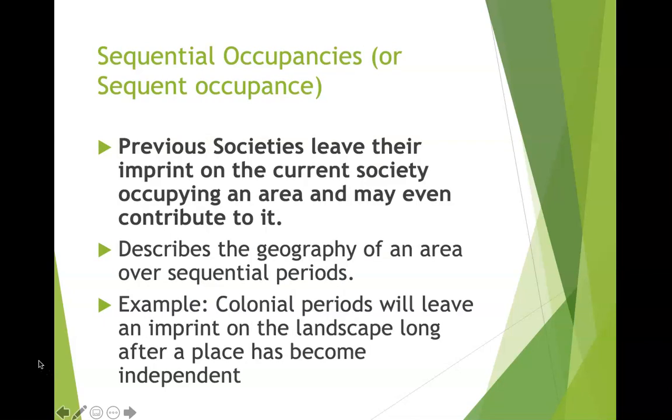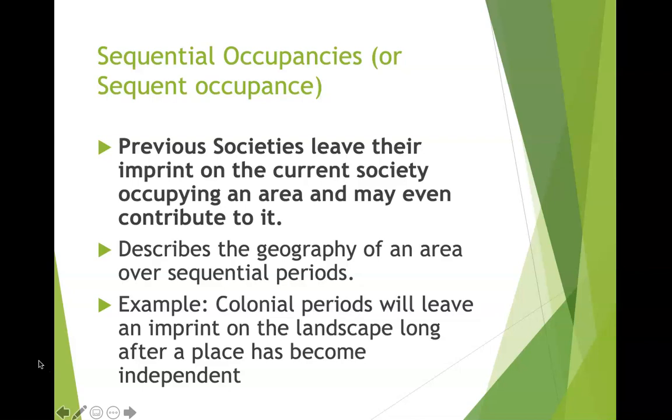All right, so our first green slide of the day is something called sequential occupancies, or sequent occupants. That basically means that there are layers of society in a place. Previous societies leave their imprint on the current society occupying an area and may even contribute to it. So we look at the geography. This is where history and geography kind of come together, right?